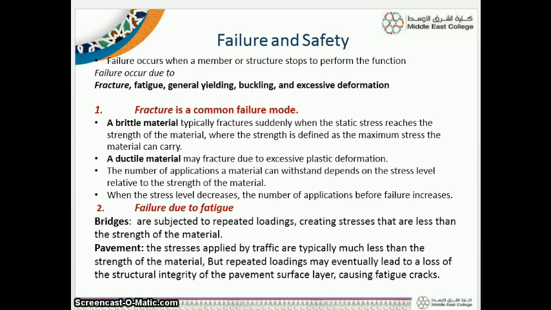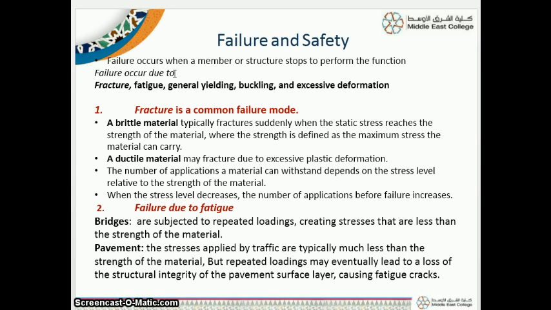So here comes failure and safety. First, failure. Failure occurs when a member or structure stops performing its function. If a member is not able to withstand the load acting on it, it will fail. So we have different failures. Failure occurs due to fracture, fatigue, general yielding, buckling, and excessive deformation. We'll go one by one.